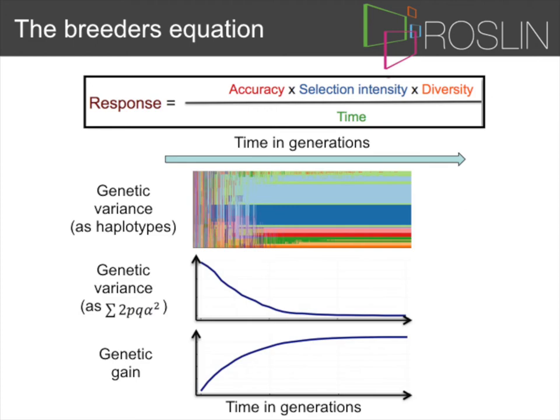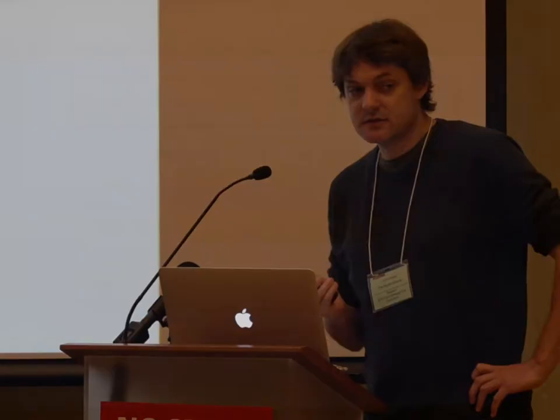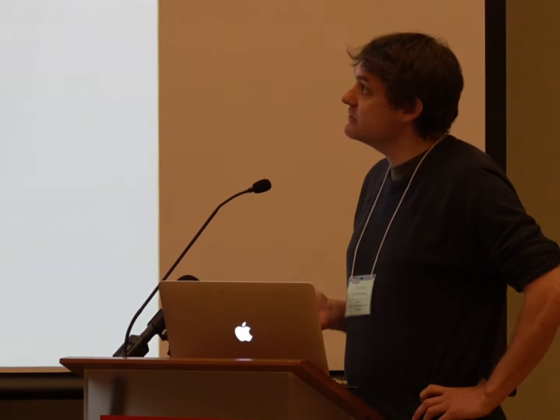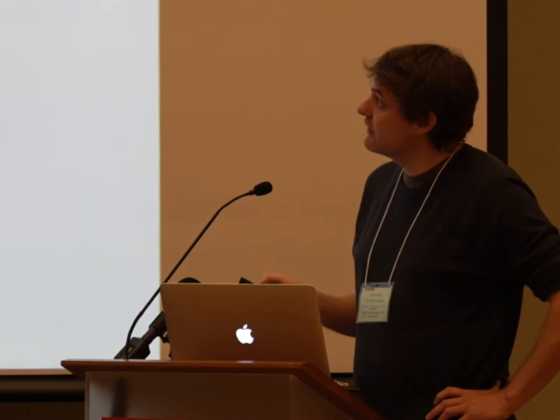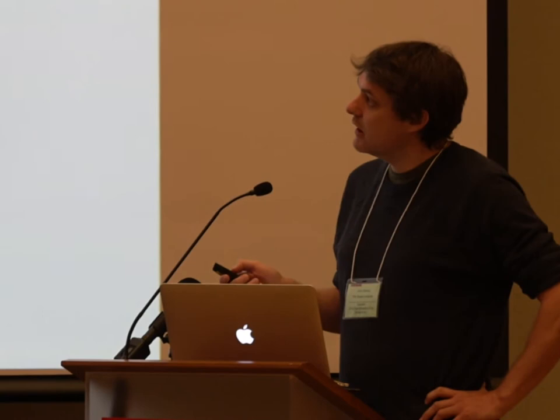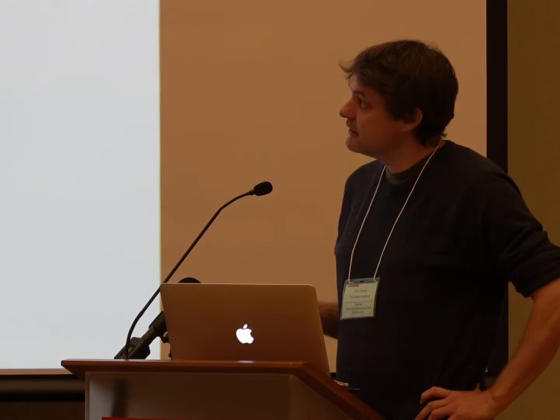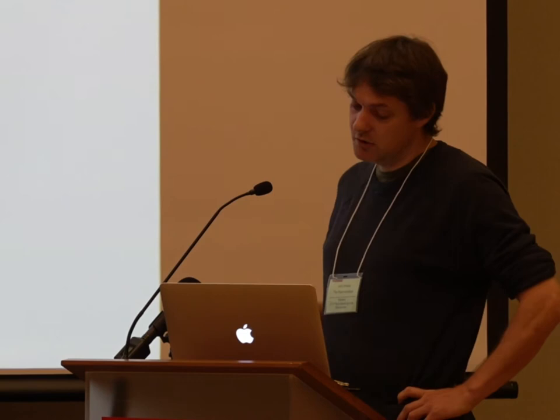When we work in breeding, as Janelle said this morning, we operate with the breeder's equation, which is again very simple. We have our response, or our genetic gain, as a function of accuracy, selection intensity, diversity, and time. I like to visualize it in this way. So we have time going along in generations. We can pop in our genetic variants at some point. I depict it here as haplotypes, where each haplotype in the founder generation gets a unique color. Then over time, I start to select on these haplotypes, recombine them so that I reach some point over here, which ideally would be an idiotype.